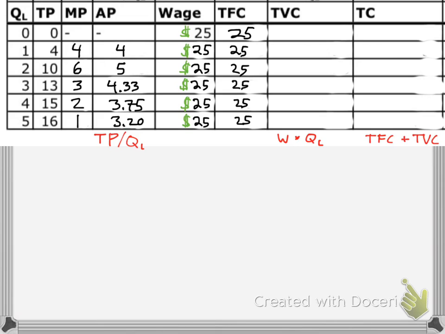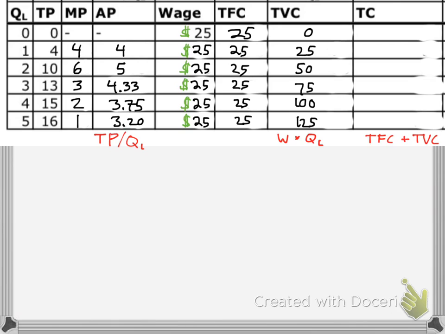Our variable costs would actually be our wages times the quantity of labor. So how much we're paying versus how many people we have. If you have only one person, you're only paying 25 bucks. But if you have 4 people, then you're paying 100 bucks. So your variable cost would be 0 for zero workers, and then 25 for the first person, then 50 for the next, because you have 2 workers, and then 75. So you just keep adding 25: 100, and then 125.